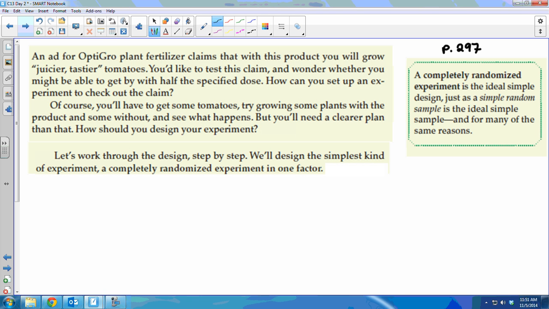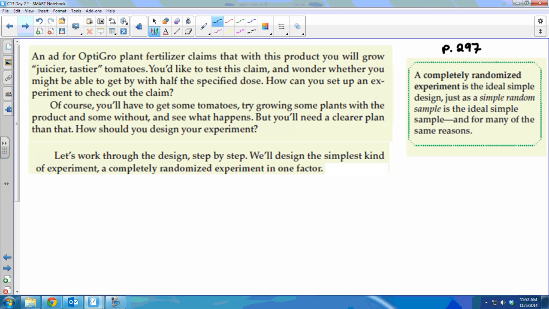All right? So we're going to actually go through and do experimental design to make sure you have all the key pieces. So an ad for Optigrow plant fertilizer claims that with this product you will grow juicier, tastier tomatoes. You'd like to test this claim and wonder whether you might be able to get by with half the specified dose. How can you set up an experiment to check out the claim? Of course, you'll have to get some tomatoes, try growing some plants with the product, and some. But you'll need a clearer plan than that. How should you design your experiment?